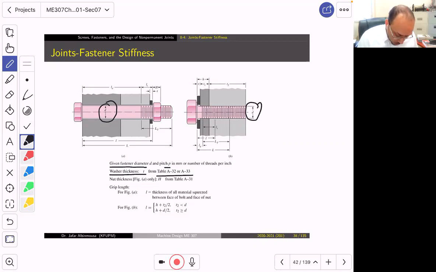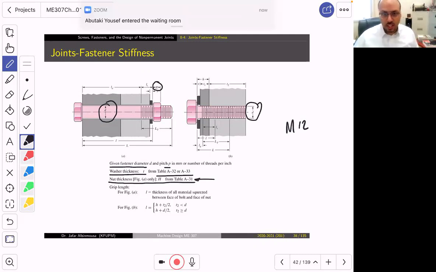Don't worry about them. Now, then we have the nut thickness. How much is this capital H? This is very important. You may think, why do I need to know it? But you will see. Where do we get it from? Table A31. You go to table A31, and you will see the sizes of the bolt. It says, for example, the size is M12, a metric 12. 12 means the diameter. You should use this nut. That's it. You cannot invent your own nut. You just use that. Do you understand?